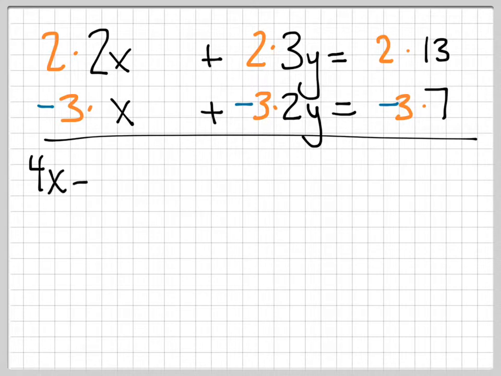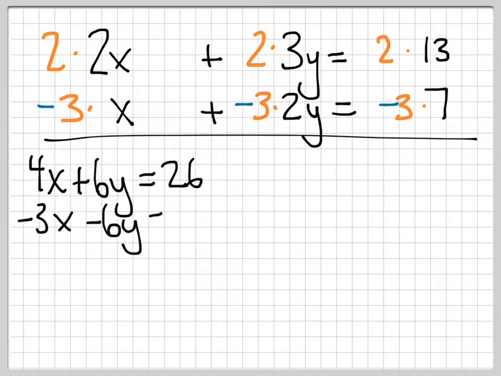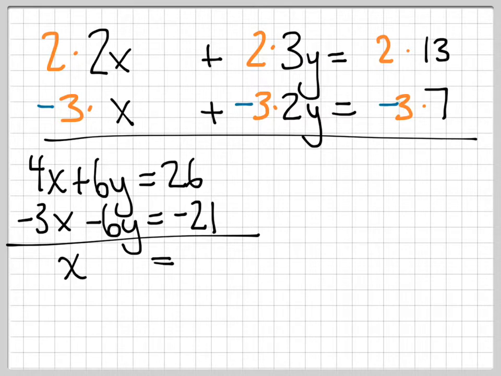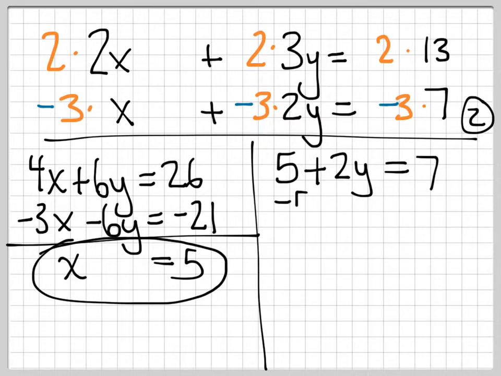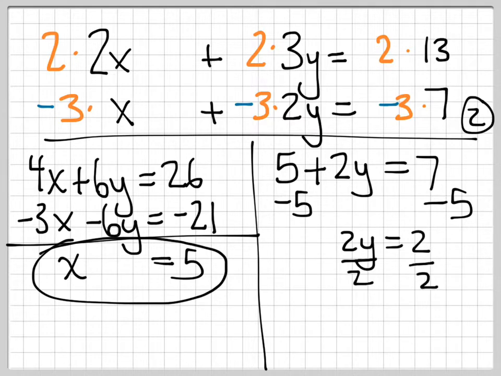I get 4x plus 6y equals 2 times 13 is 26. And I get negative 3x minus 6y equals 3 times 7 is 21. And so when I add my 2, 4 take away 3 is just x. 6 take away 6 cancels, and 26 minus 21 is 5. Look at that, we got the answer actually right away. And so let's go ahead and plug that into one of the original equations. Let's do 5 plus 2y, that's equation 2, equals 7. 2y equals 2, which tells me that y equals 1.